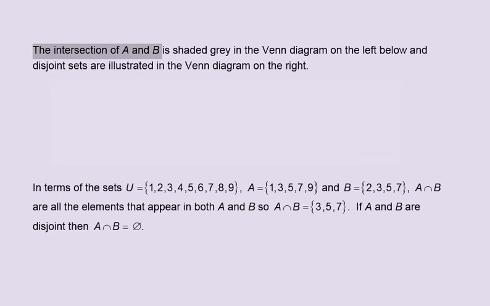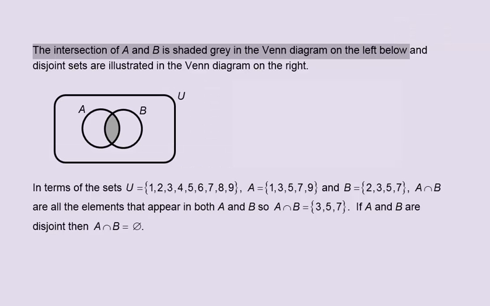The intersection of A and B is shaded grey in the Venn diagram on the left below. And disjoint sets are illustrated in the Venn diagram on the right.